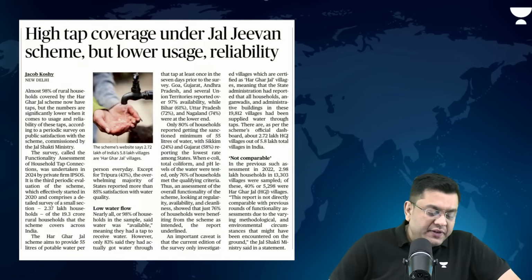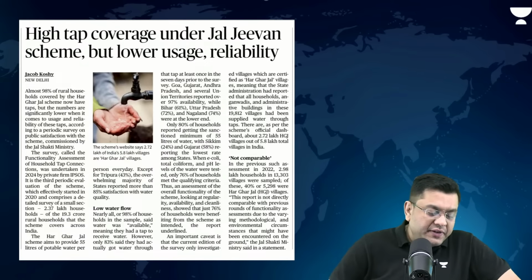So the out-of-pocket health expenditure that the population incurs can also be saved ever so slightly. So there are a lot of benefits associated with piped drinking water supply. That is why the Ministry of Jal Shakti had initiated the Har Ghar Jal program. We will take a look at what this Har Ghar Jal program is. But now, there have been periodic surveys which have been carried out. The recent survey indicates that the coverage is almost 98%.